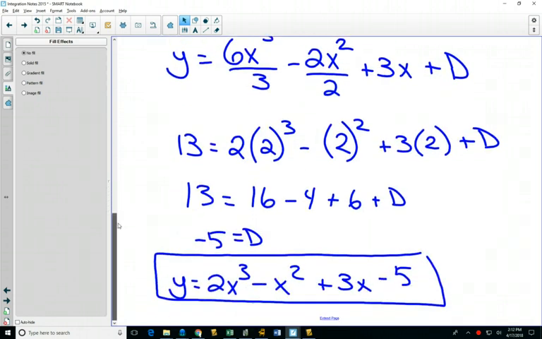So then, solving for d, you get minus 5. And now we can write our original equation. y equals 2x cubed minus x squared plus 3x minus 5.